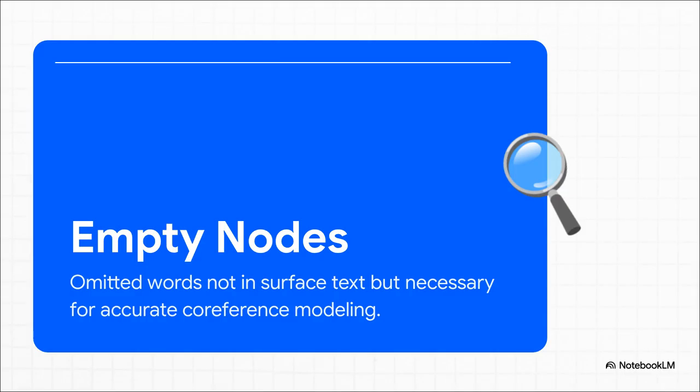Enter empty nodes. These are the omitted words that do not appear in the surface text, but they are absolutely necessary for accurate coreference modeling. And finding these empty nodes, that is the primary requirement for the CRAC 2026 shared task. It's an international competition designed to push multilingual coreference research forward. Because think about it, if you can't find the empty nodes, your invisible strings have absolutely nothing to tie onto.